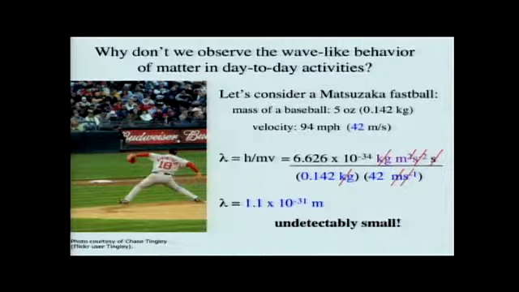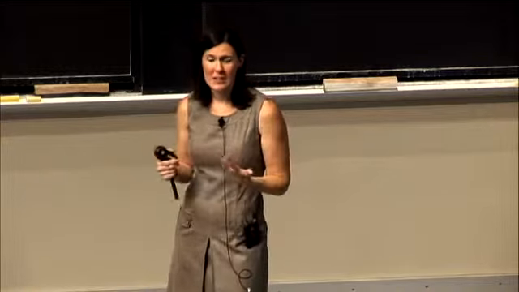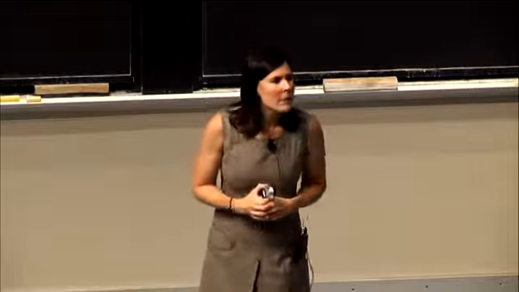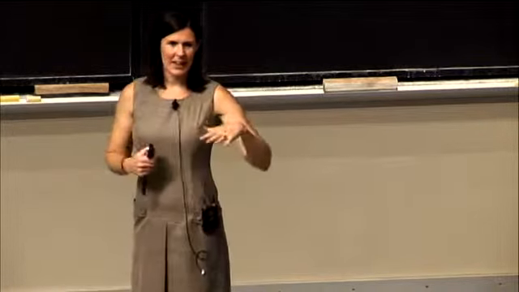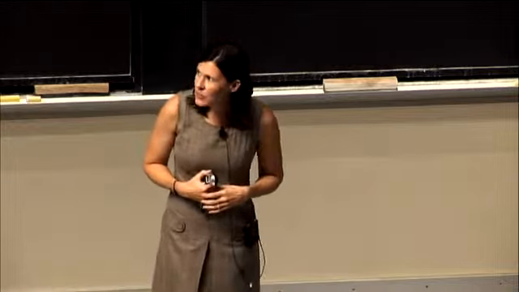This is undetectably small. And especially when we consider it, what tends to be important is the size of the wavelength in relationship to its environment. So 1.1 times 10 to the negative 31 meters is not, in fact, a significant number when we're comparing it, for example, to the length of a ball or the size of the baseball field. So that would probably be de Broglie's answer for why, in fact, we're not observing the wavelength behavior of material on a day-to-day life. So that's for Matsuzaka.